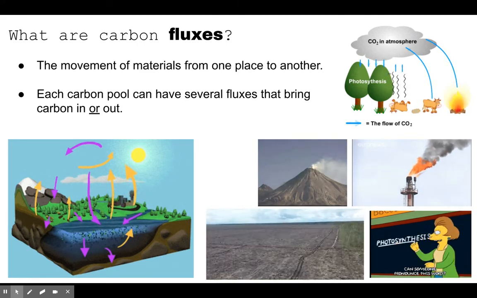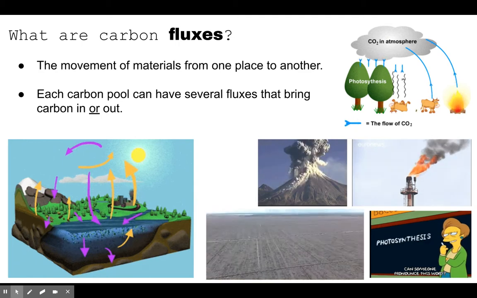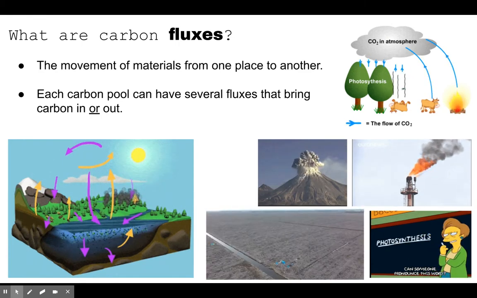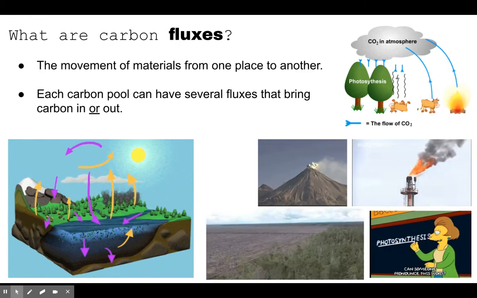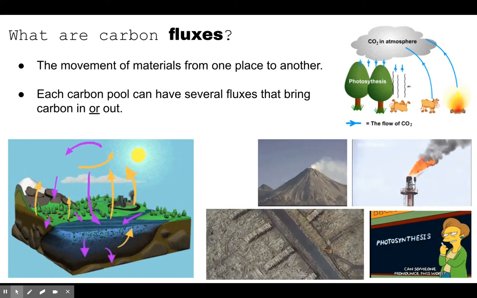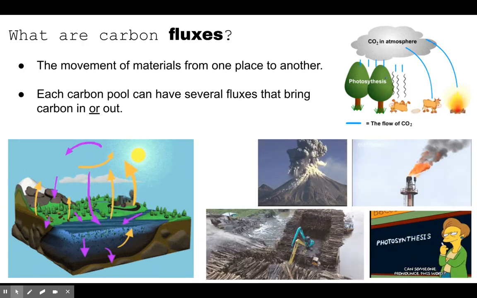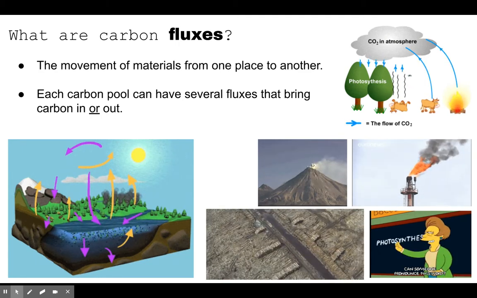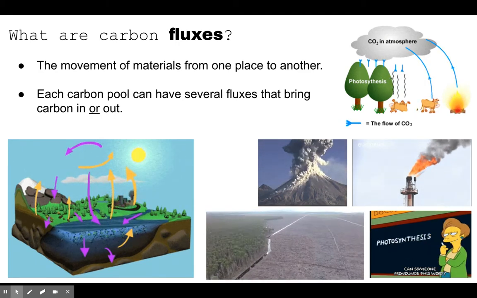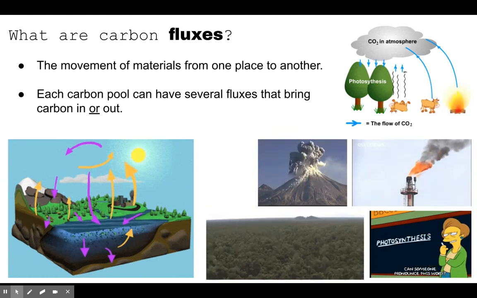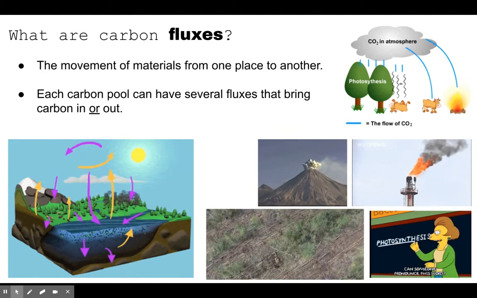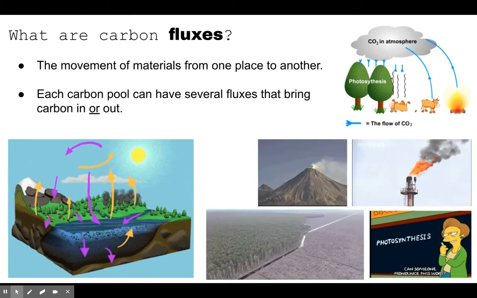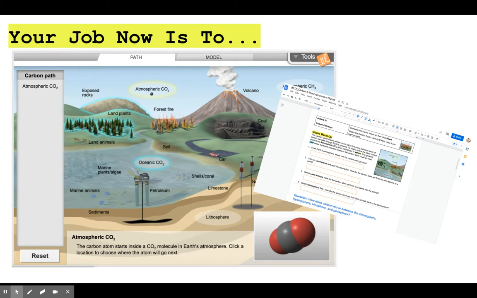Animal or plant decomposition is another flux. Fossil fuel combustion is another flux. Or you can even just think about how we talked about deforestation. That's a huge flux that changes carbon from one place to another place. And the last one that we already mentioned in Unit 4 was volcanic eruptions and how that adds to our atmosphere.